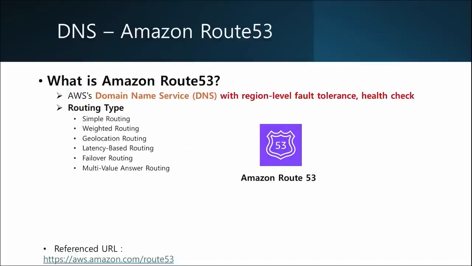We have previously looked at network services in general. Now, let's learn about DNS services and content delivery services. First up is Amazon Route 53, a DNS service. So, we learned what role DNS service plays. Route 53 provides regional-level high availability in addition to this DNS role. It also helps with health checks of resources connected to Route 53. There are several routing types in this Amazon Route 53. Let's take a look at each routing type one by one.